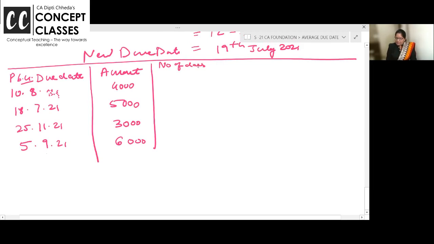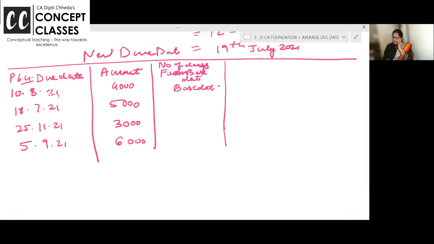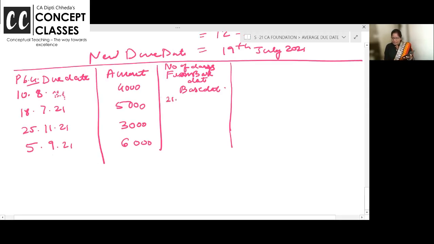Now, number of days from base date. Number of days from the base date. And base date anyone you can take. So you are taking as 10th of August. 10th August to 18th July. How many days are there? Now I told you, how will you take days of August? 31 minus 10. So August के 21 days. September के 18 days. So this is coming to 39 days.